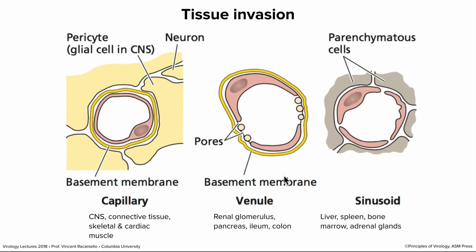Now let's talk about how viruses get into tissues. We've got them spreading in different ways, by the blood, via nerves. How do they get out of these into tissue? So we'll talk about getting out of the blood mainly.